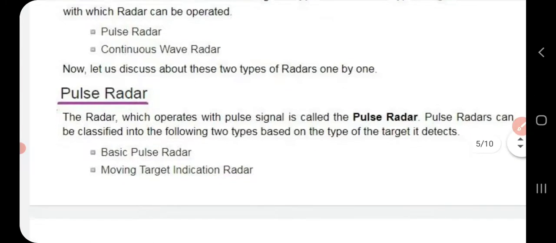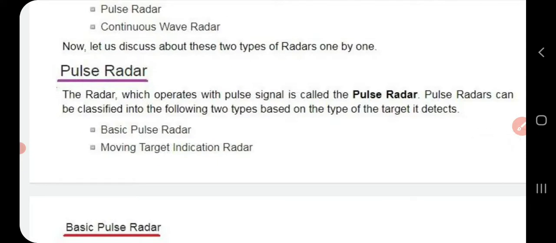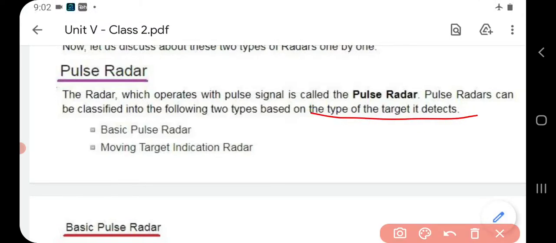Okay. Now, what is pulse radar? The radar which operates with a pulse signal is called pulse radar. They are again classified into two types based on the type of target they detect. Okay. One is basic pulse radar, the other is moving target indication radar. Now, what is basic pulse radar?